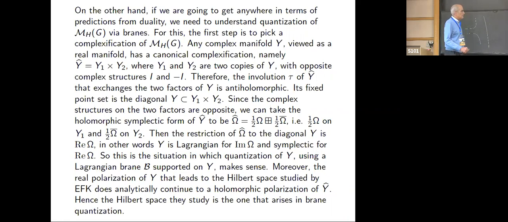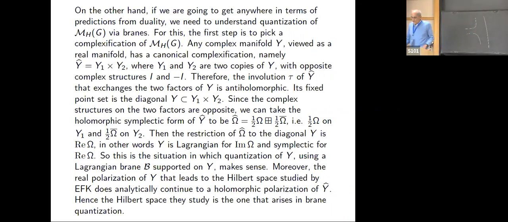And we can take the holomorphic symplectic form of Y hat to be half omega on the first factor and half omega bar on the second factor. Then the restriction of this omega hat to the diagonal is real omega. In other words, Y is Lagrangian for imaginary omega hat, and symplectic for real omega hat. So this is the situation in which quantization of Y using a Lagrangian brane supported on Y, where Y is interpreted now as the diagonal in Y hat, makes sense.